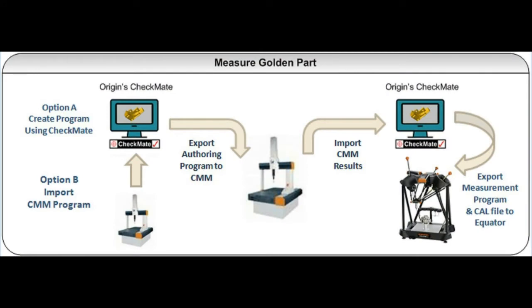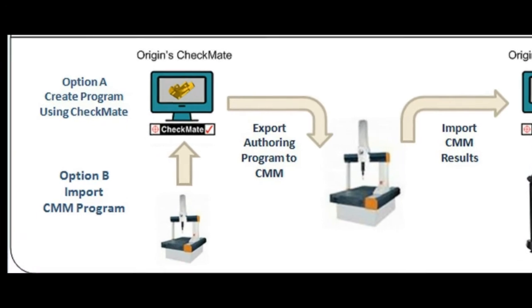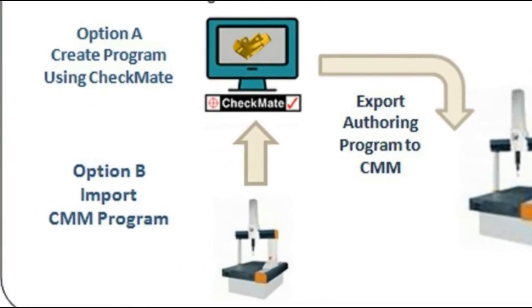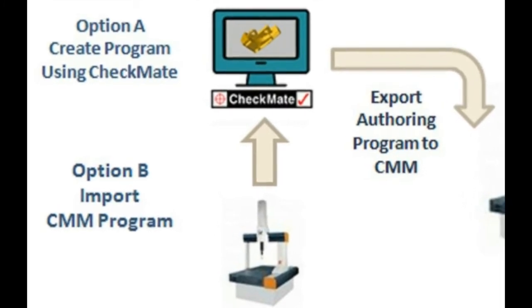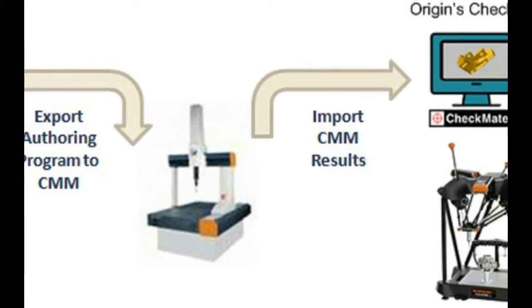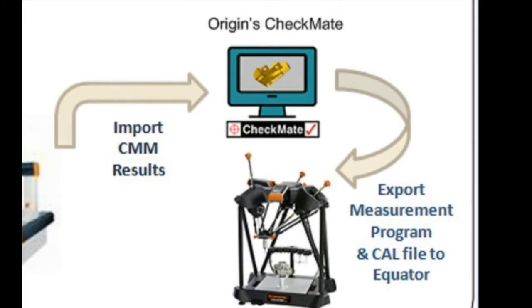Diagram showing the flow of events involved in using CheckMate authoring to generate files needed for the Equator. Starting on the left side, we can create a program in CheckMate or import a program from your own CMM. With just a few edits, CheckMate exports a special authoring program to run on the CMM. The results of running this CMM program are imported into CheckMate, which in turn exports a DMIS measurement program and a cal file that the Equator requires to run.